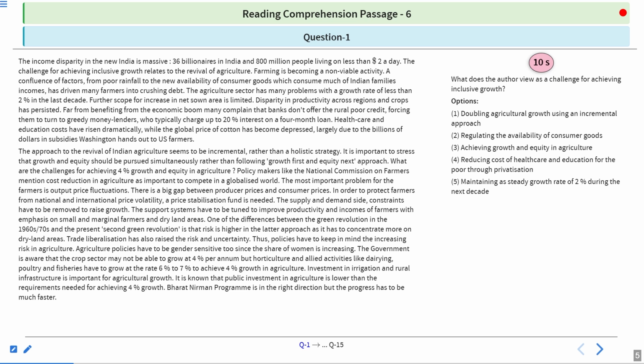I hope you've understood the passage. Let's begin with questions. What does the author view as a challenge for achieving inclusive growth? Options are: doubling agriculture growth using an incremental approach; regulating the availability of consumer goods; achieving growth and equity in agriculture; reducing cost of healthcare and education for the poor through privatization; maintaining a steady growth rate of 2% during the next decade. I hope you've understood the options and you have 10 seconds to answer.